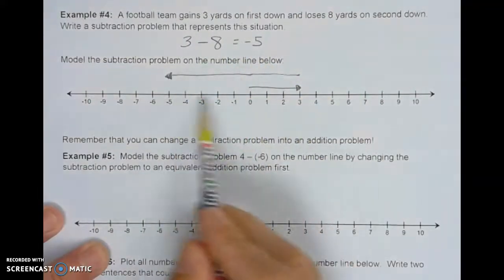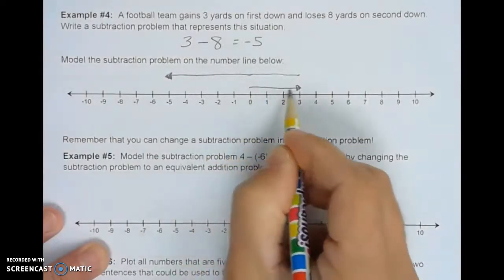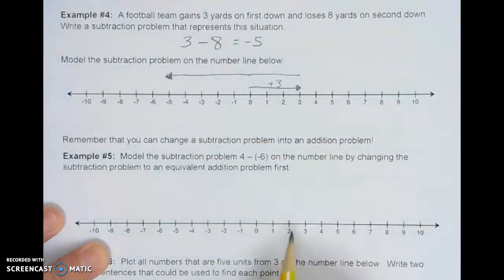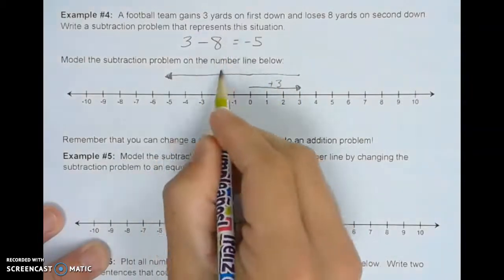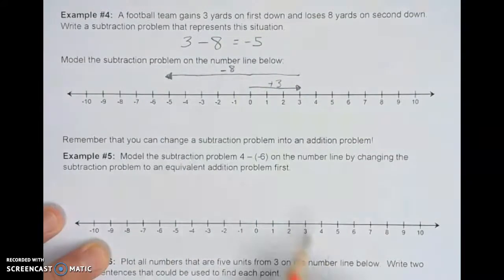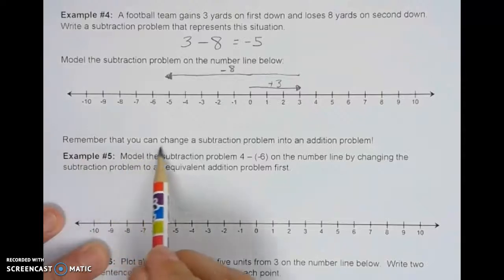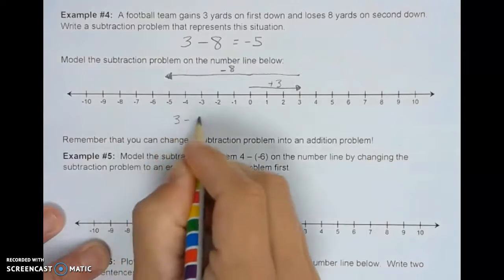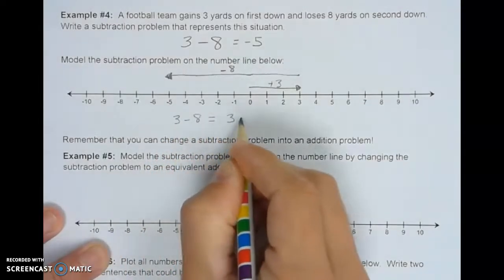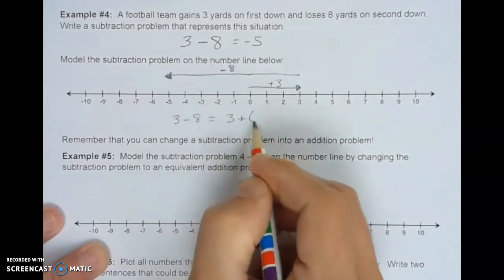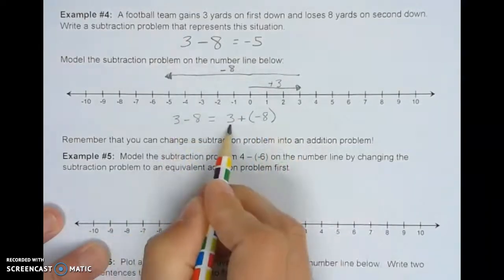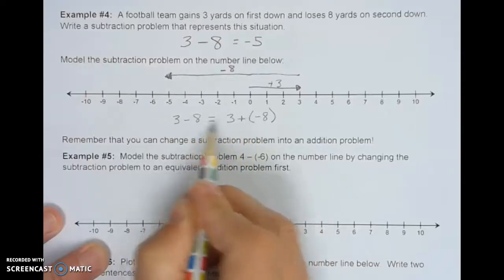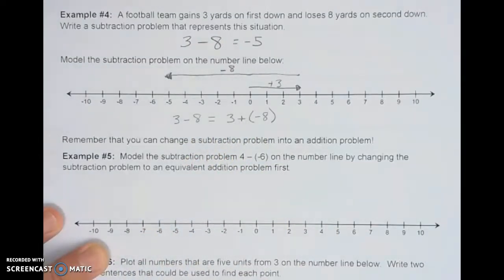And if we think about the numbers that these arrows represent, 3 units to the right, well, that was a +3. 8 units to the left is a -8. So remember, this subtraction problem can be rewritten as an addition problem. Remember that you can change a subtraction problem into an addition problem. 3 minus 8 is the same as 3 plus -8. Remember, you keep the first number the same, and then you add the opposite of the number that's being subtracted. Add the opposite of the second number.